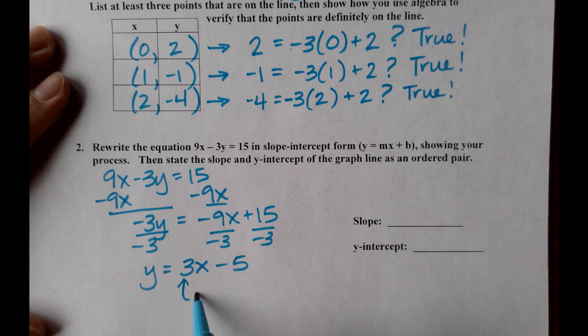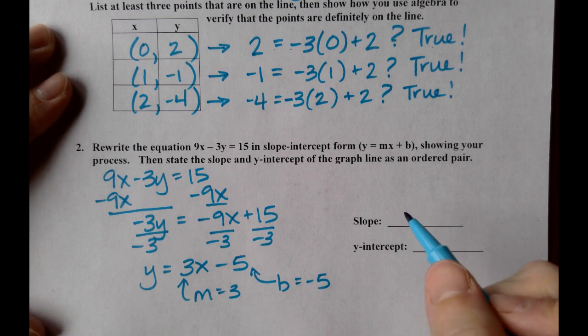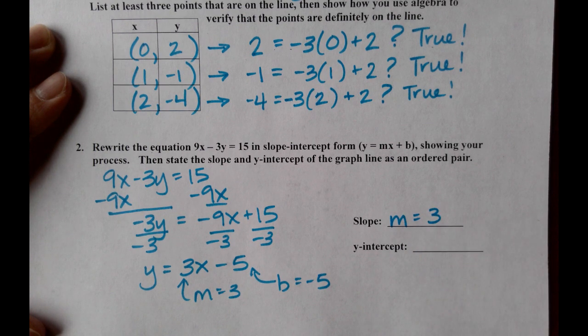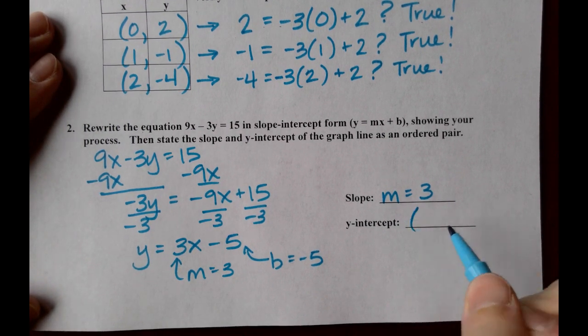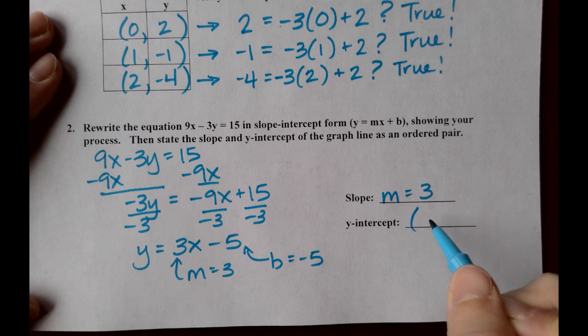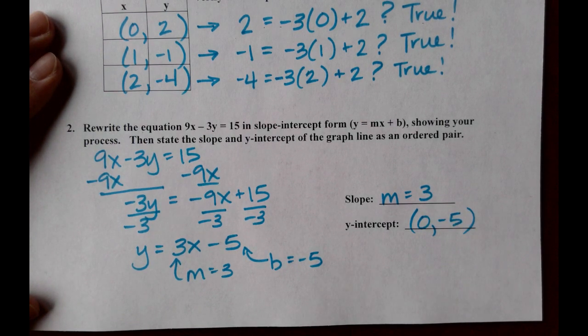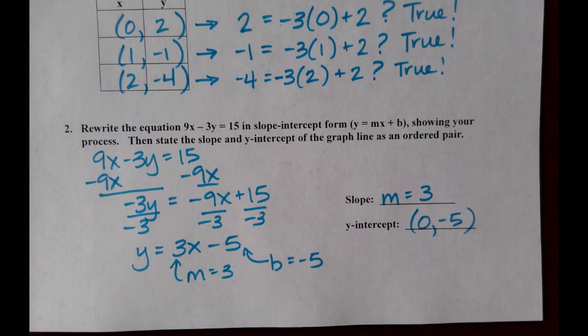So this means that our slope is 3. Our b value, or our y-intercept, is negative 5. You can just record those over here, being very careful. Slope is 3. Y-intercept is an ordered pair. Every y-intercept on the planet has an x value of 0, and then we fill in the negative 5 in this case. So the first page is done.